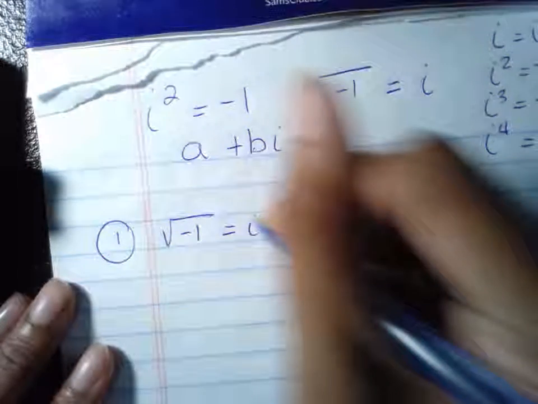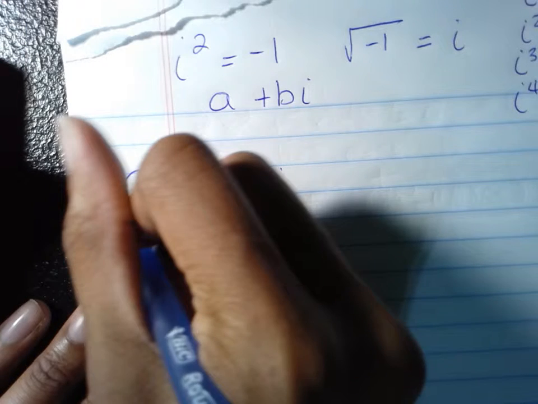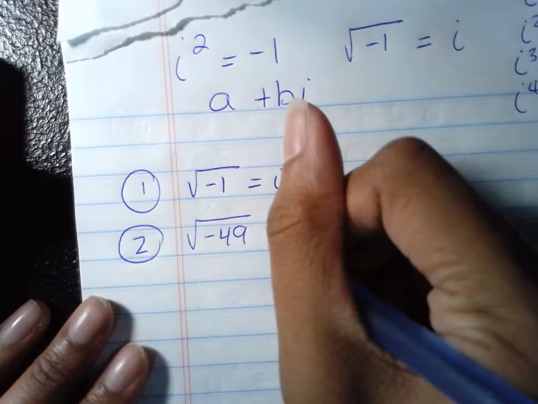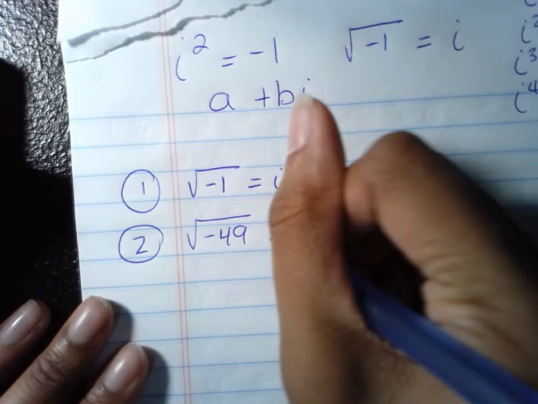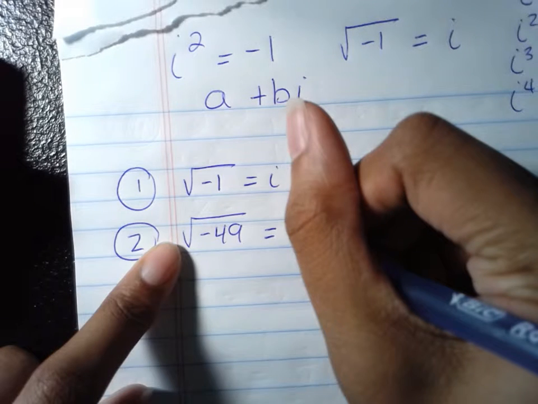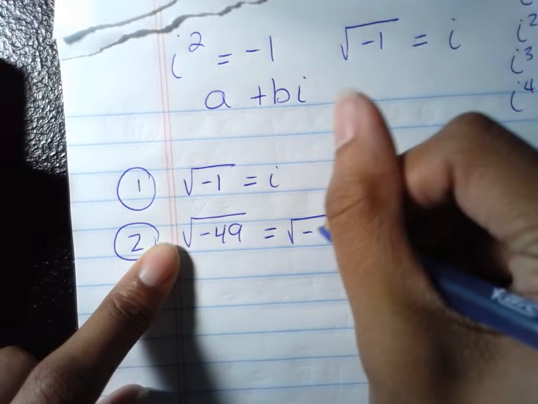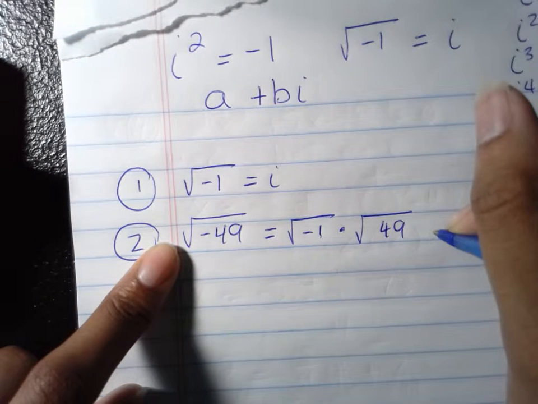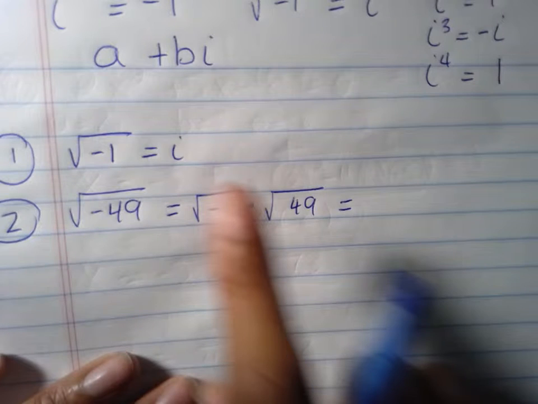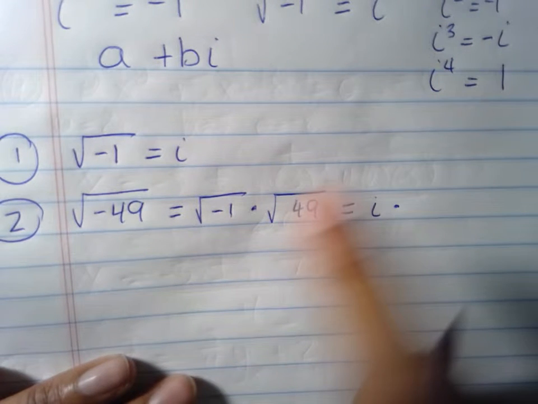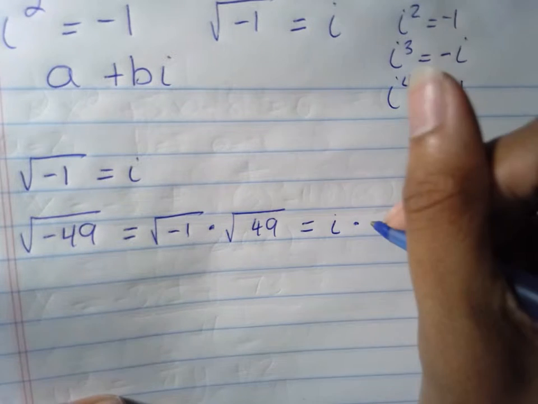Number 2, square root of -49. Alright, so I'm going to break this down. The meaning of -49. So basically I have -1 times 49. We know the square root of -1 is i. And we know the square root of 49 is 7. So i times 7, that is 7i.